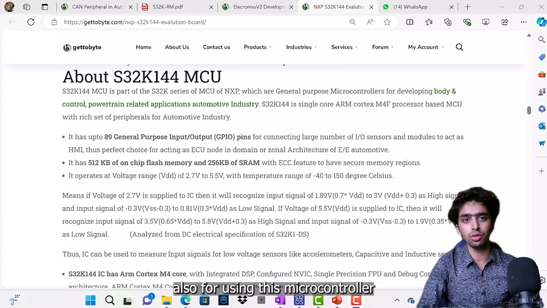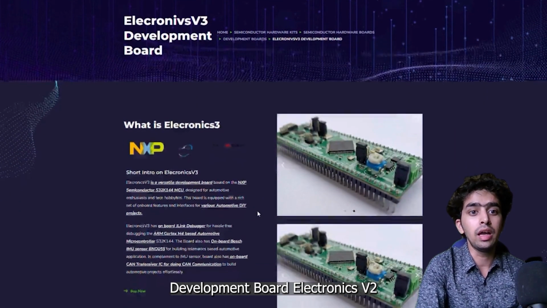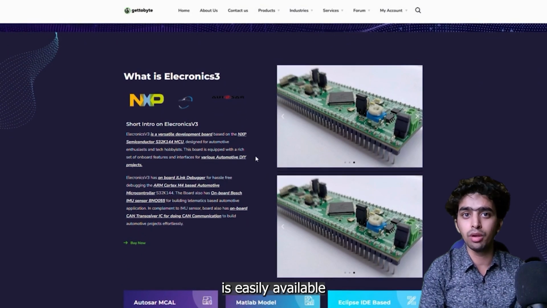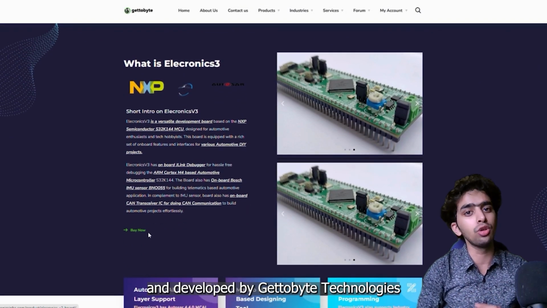Also, for using this microcontroller, a very cost effective and easily available development board, Lectronics version 2, is available, which you can buy from Gettobyte, and it is designed and developed by Gettobyte Technologies only.